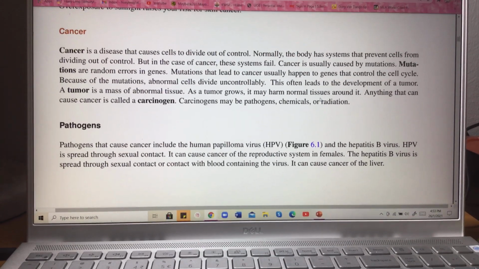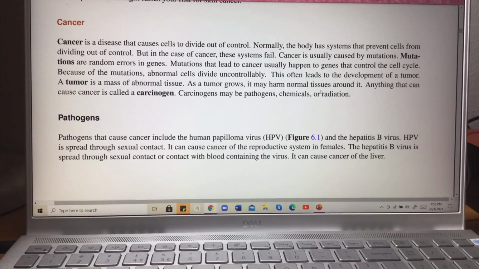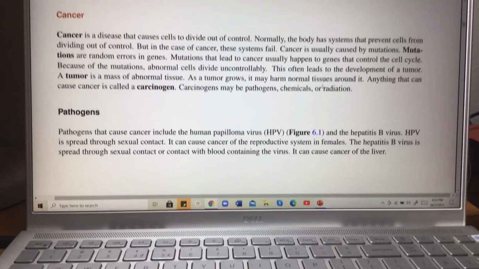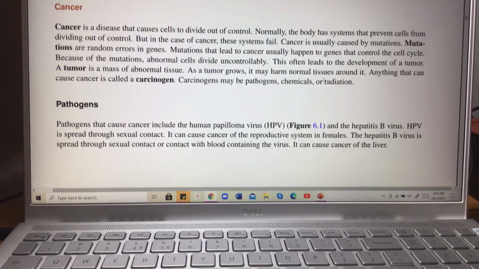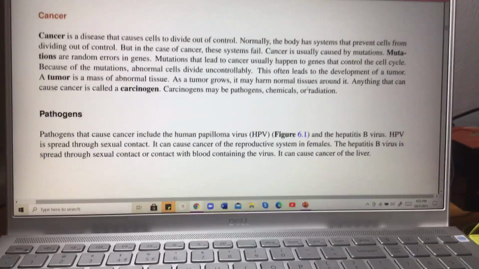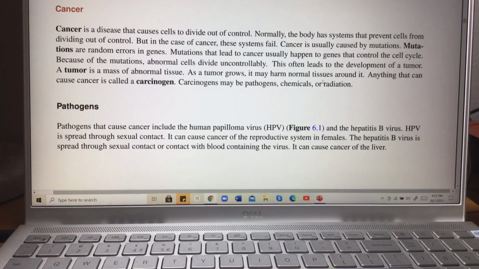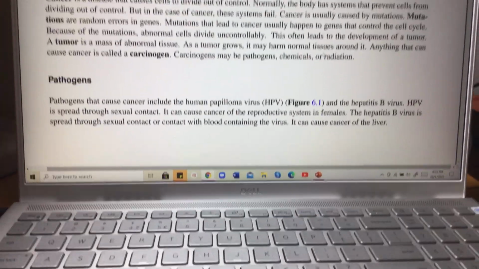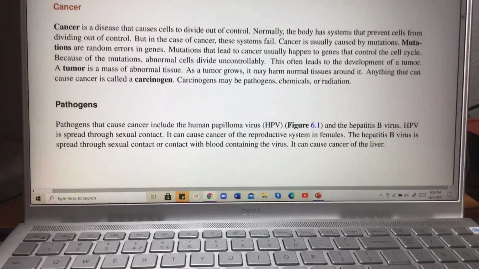This often leads to the development of a tumor. A tumor is a mass of abnormal tissue. As a tumor grows, it may harm normal tissues around it. Anything that can cause cancer is called a carcinogen. Carcinogens can be pathogens, chemicals, or radiation.